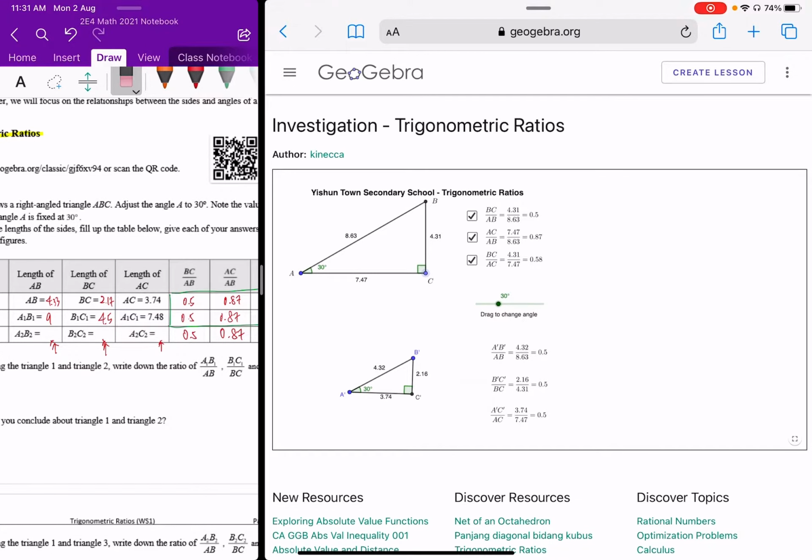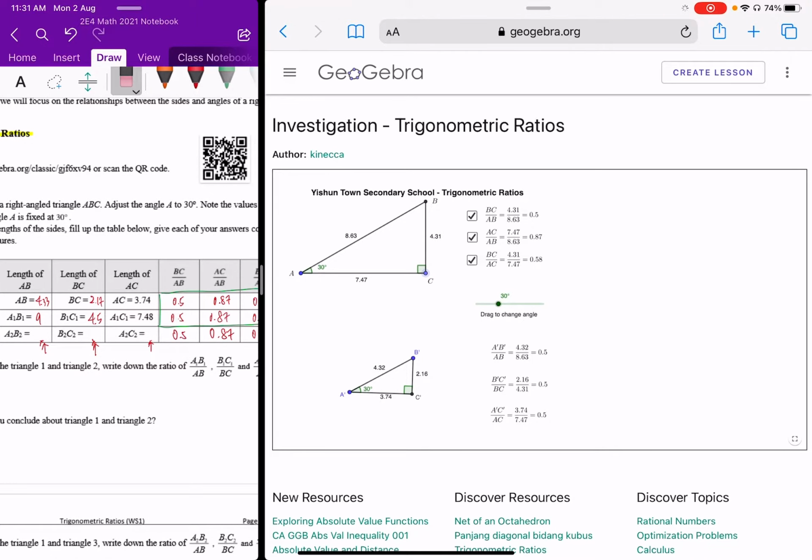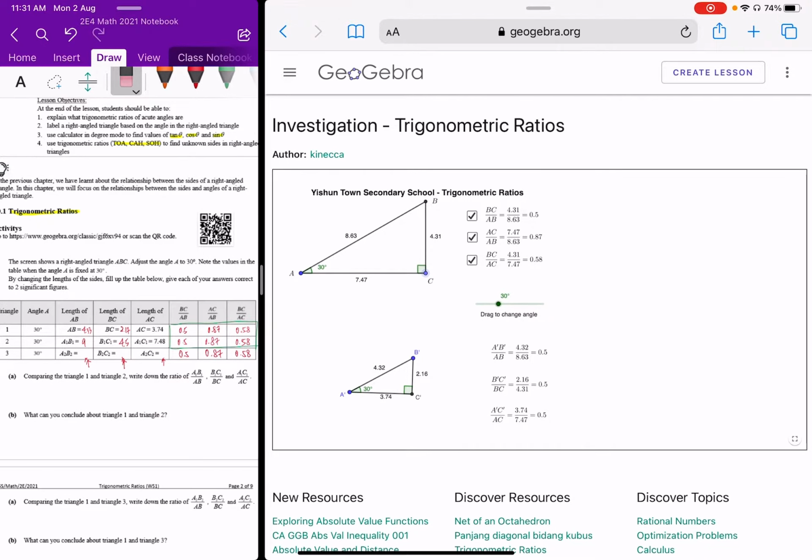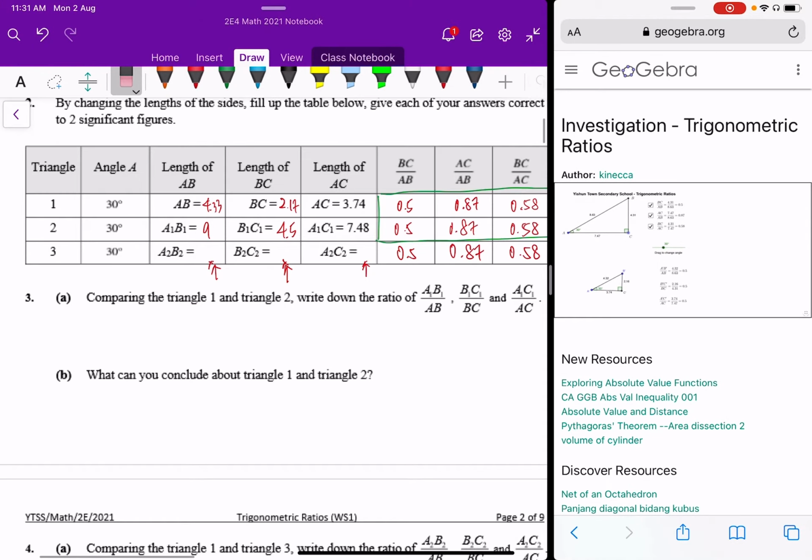So you see that once I change it, my ratio is... Do you notice anything about the numbers of all the three ratios? Okay, you look at mine. They are all 0.5. So all ratios are 0.5. If you compare triangle 1 and triangle 2, the one at the bottom is triangle 1, the one on top is triangle 2. Then what can you conclude about triangle 1 and 2?